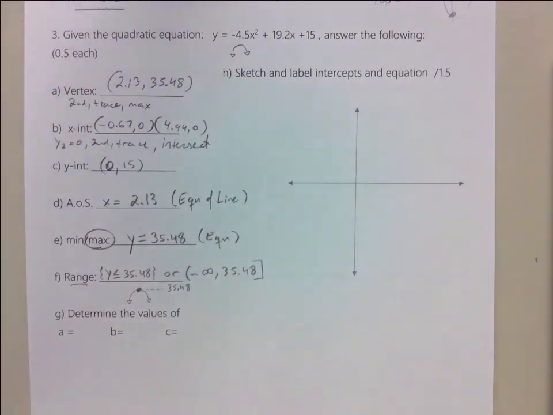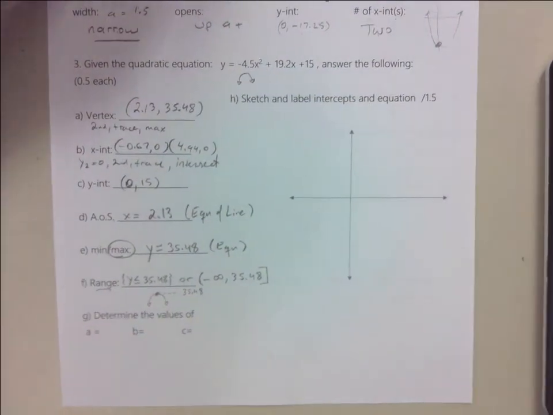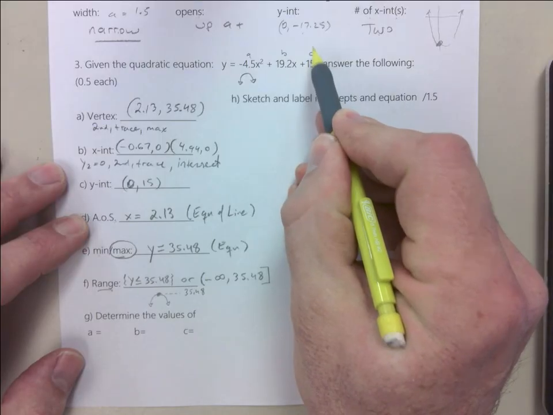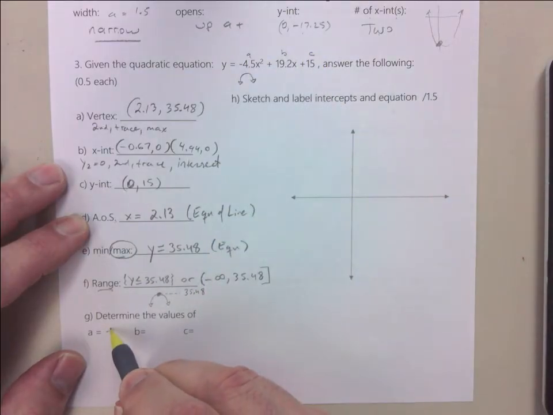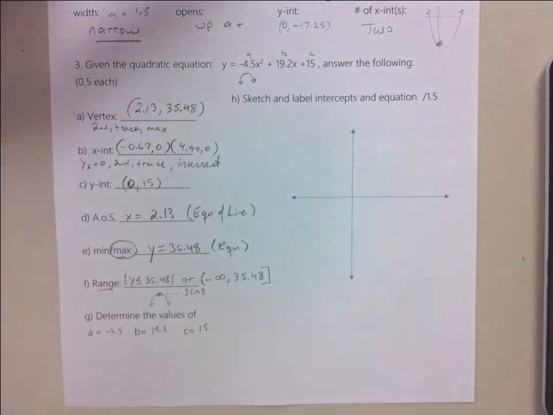Do not have x squared or anything like that attached to it. I'm going to zoom out a little bit. So this is my A, this is B, and this is C. So this will be negative 4.5, 19.2, and 15. Sign and all, okay?